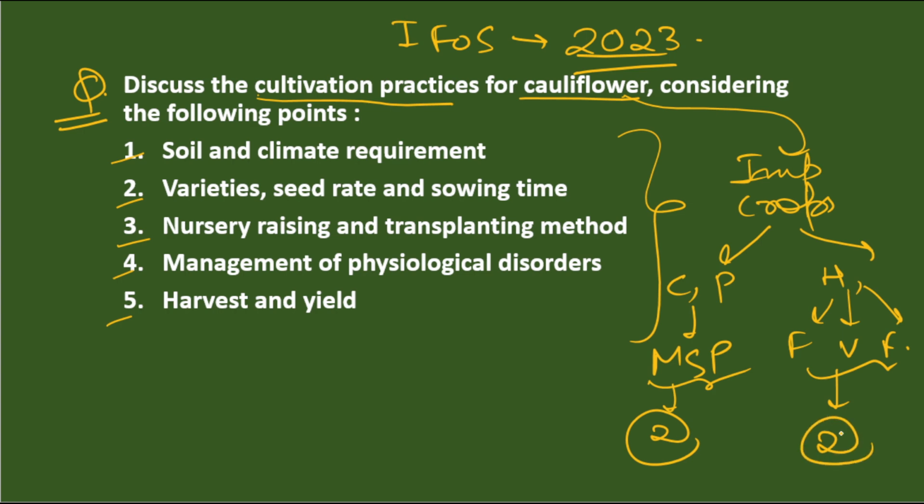ठीक है, तो आप देख सकते हो कि दोस्त 3 से 4 क्वेश्चन तो आपको पैकेज ऑफ प्रैक्टिसेस का आएगा ही. So you should be prepared for it. ठीक है, पेपर 1 और पेपर 2 मिला करके. So let's see how we approach this answer. So first one is soil and climate requirement.